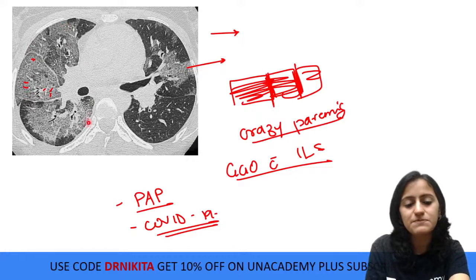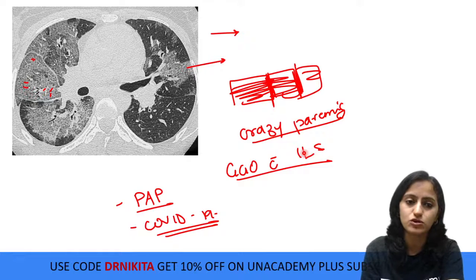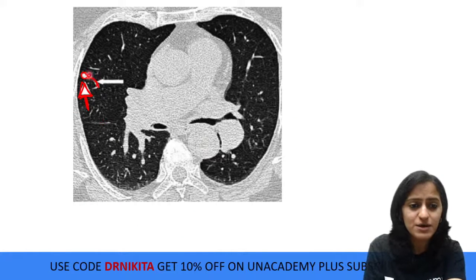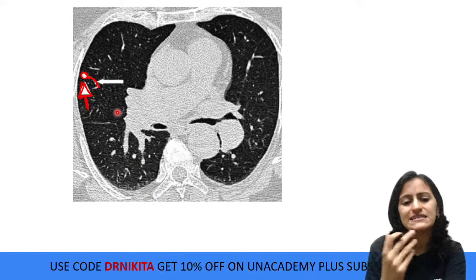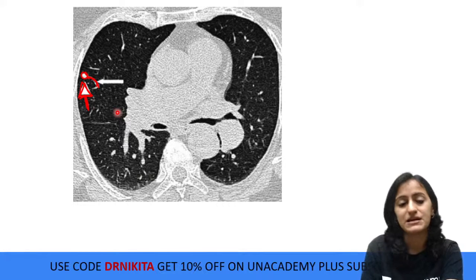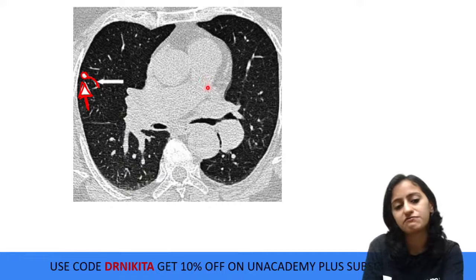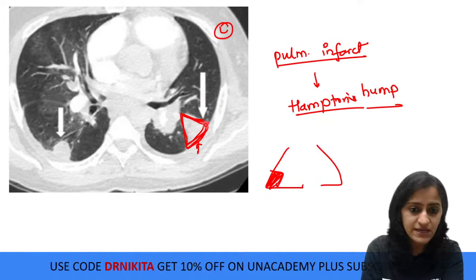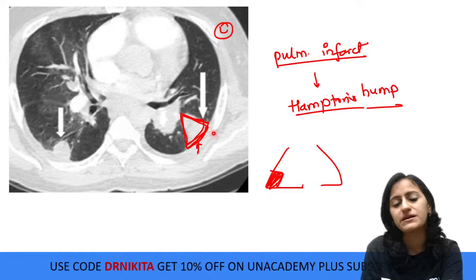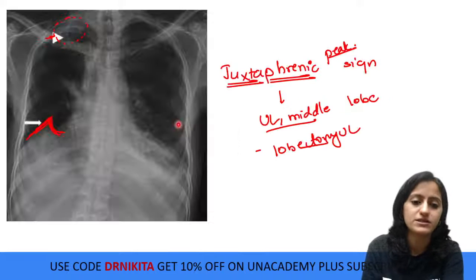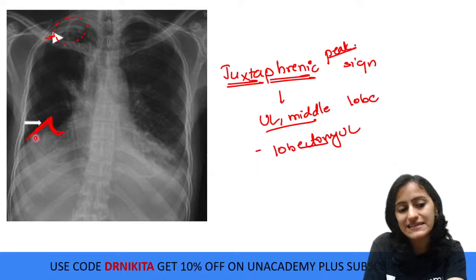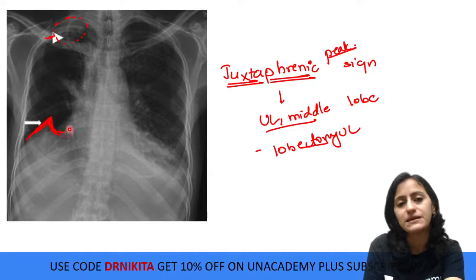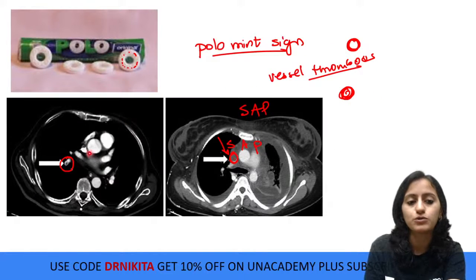Then you have the crazy paving. You have ground glass with interlobular septal thickening. Feeding vessel sign, which shows that it's a nodule of hematogenous origin: septic emboli, pulmonary metastasis, or pulmonary infarct can give this sign. Hampton's hump, wedge shape, pulmonary infarct, look for pulmonary embolism. Then your upper lobe fibrosis with the diaphragmatic tenting like this, juxtaphrenic peak sign, upper lobe, middle lobe collapse.